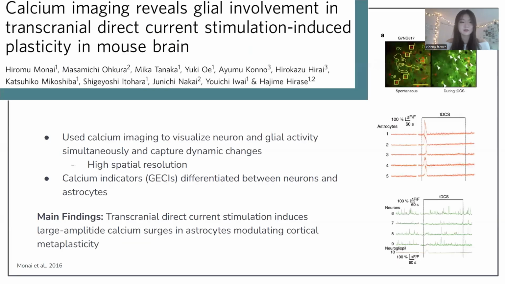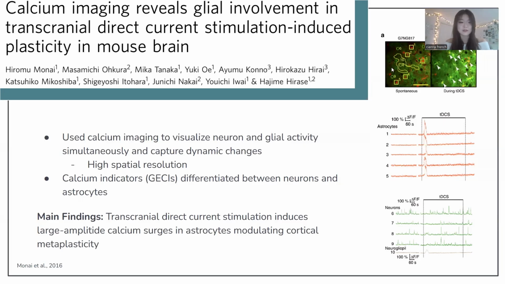The experiment that I chose to look at here was highlighting what role glial cells have in synaptic plasticity, using tDCS in the mouse's cortex. Calcium imaging was used to visualize neurons and glial cells and capture changes over long periods of time while also maintaining high spatial resolution. It was kind of unique how calcium imaging enables the observation of large populations of cells over an extended cortical area.